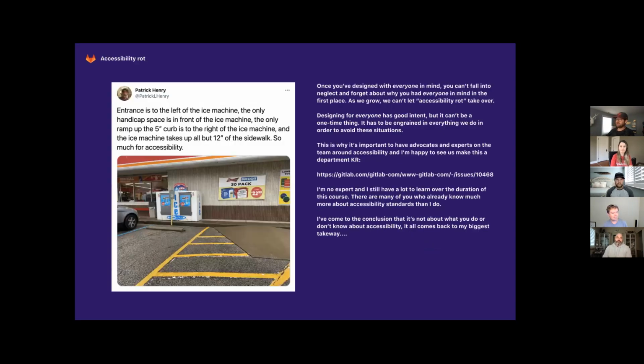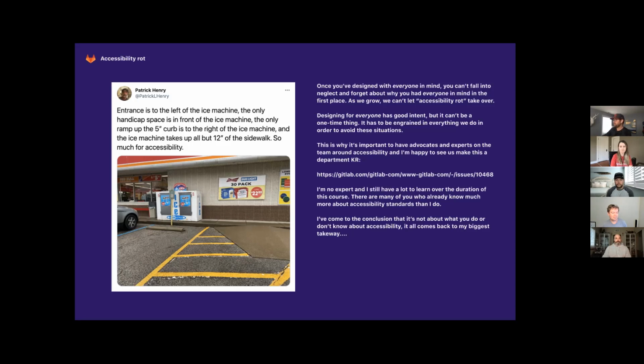And accessibility rot. Here is another example from Twitter where somebody posted an image of a wheelchair ramp where they can access the sidewalk, but there's a giant ice machine at the entrance of the store. So how is somebody supposed to do that? It's accessibility rot. They did the thing in the beginning to make something accessible, but then other things were prioritized over it.